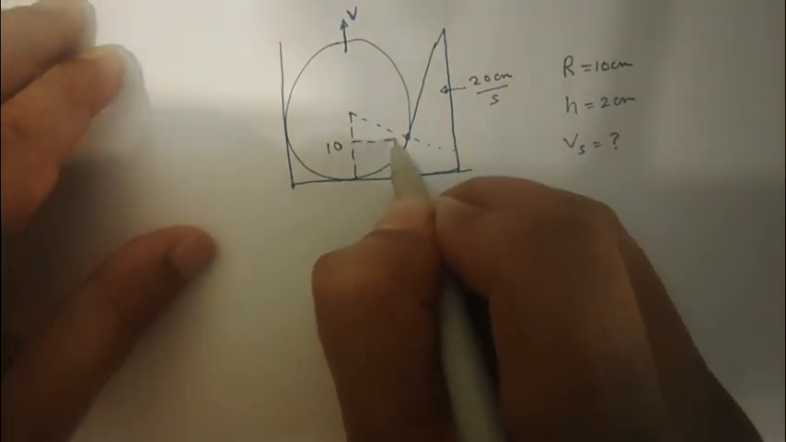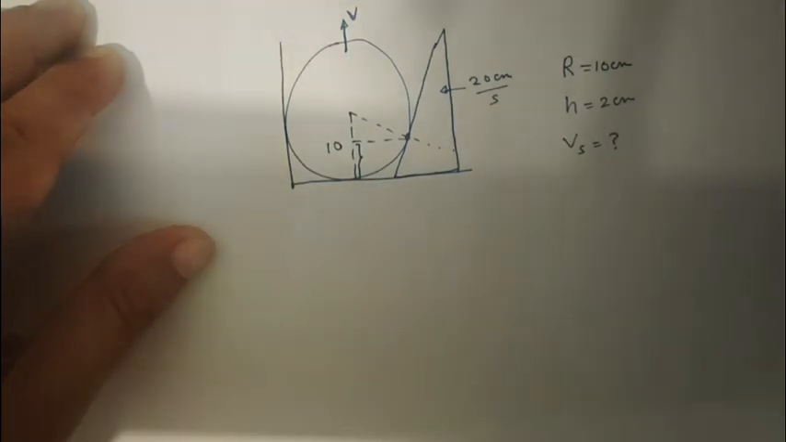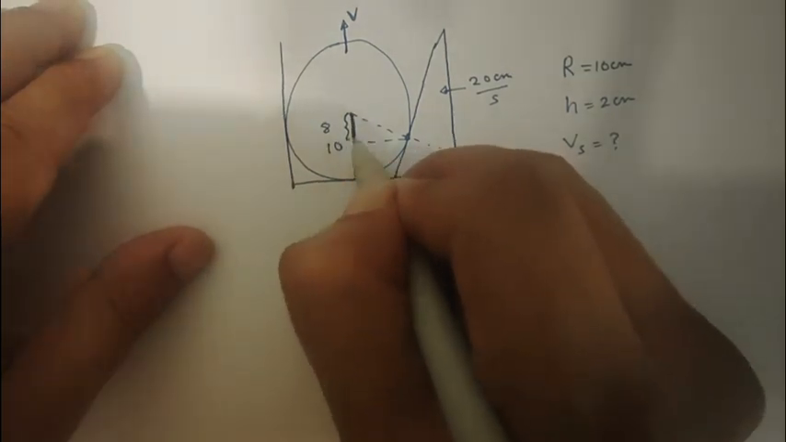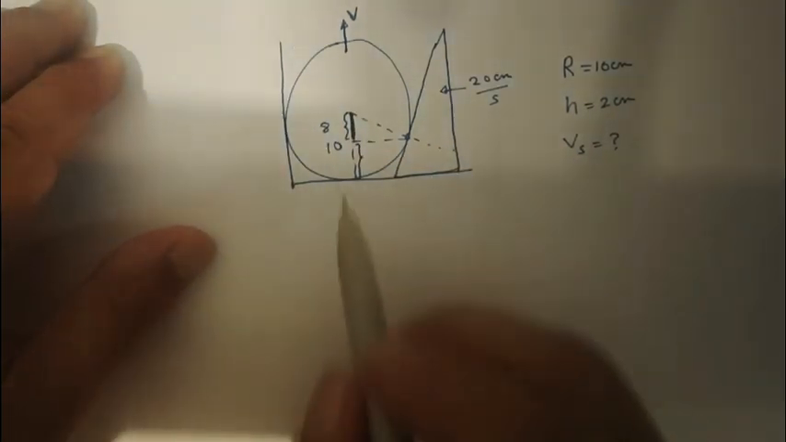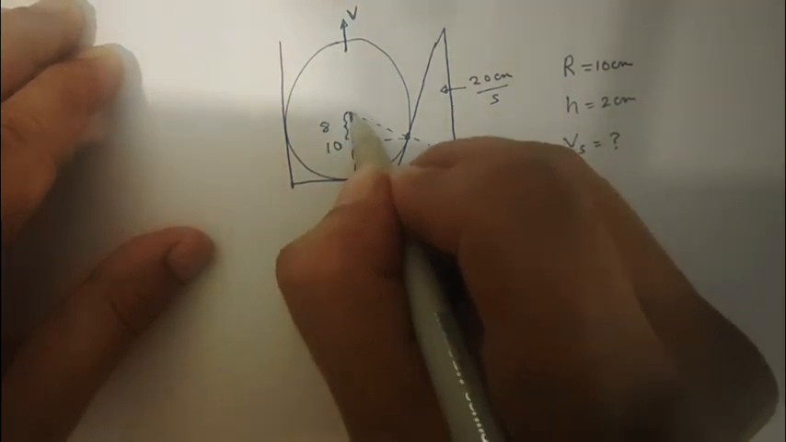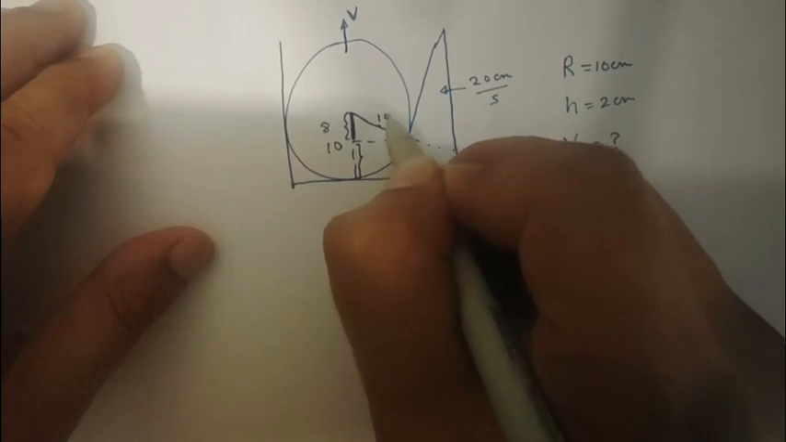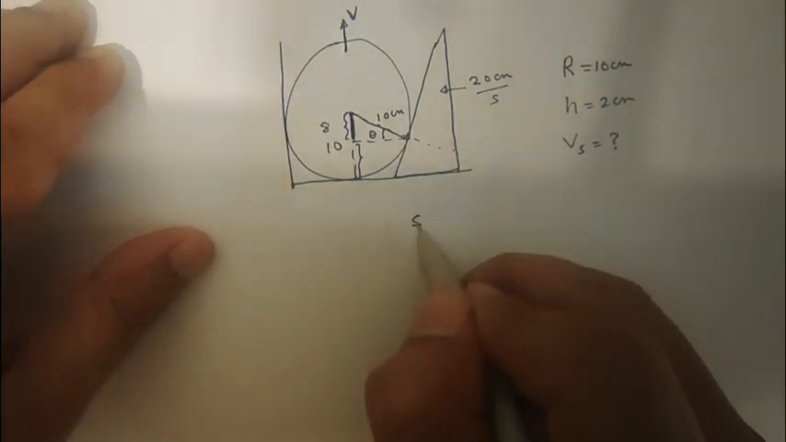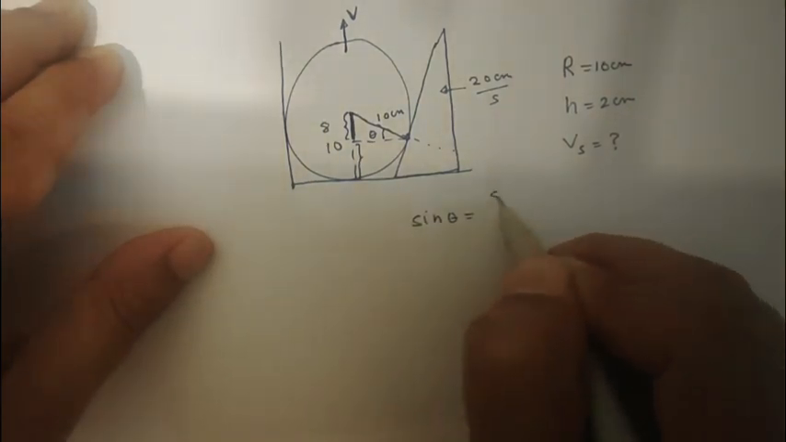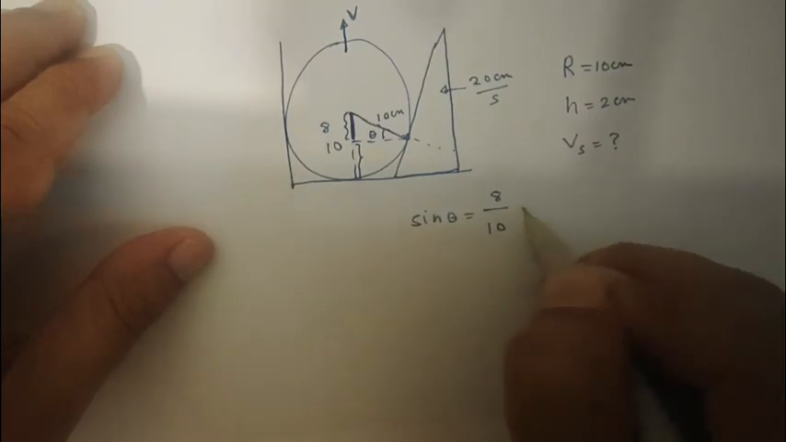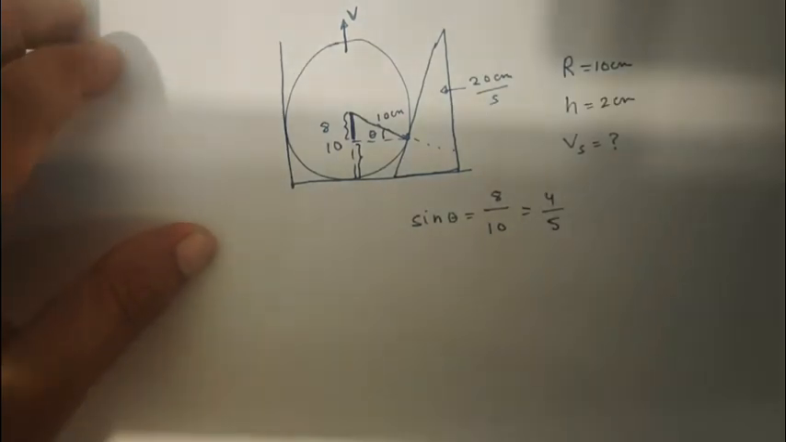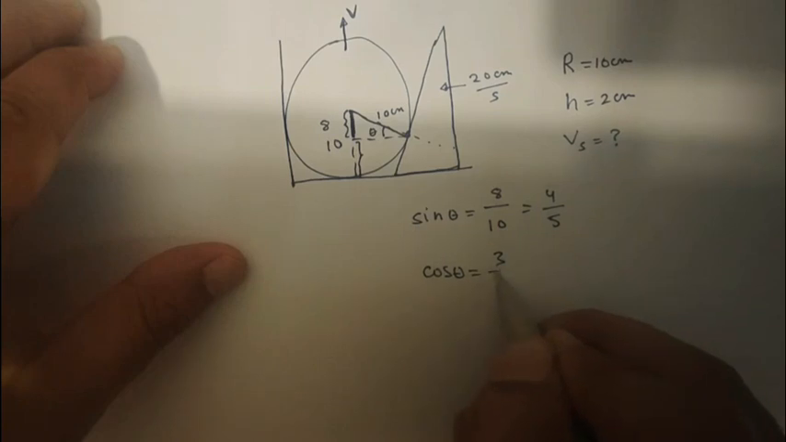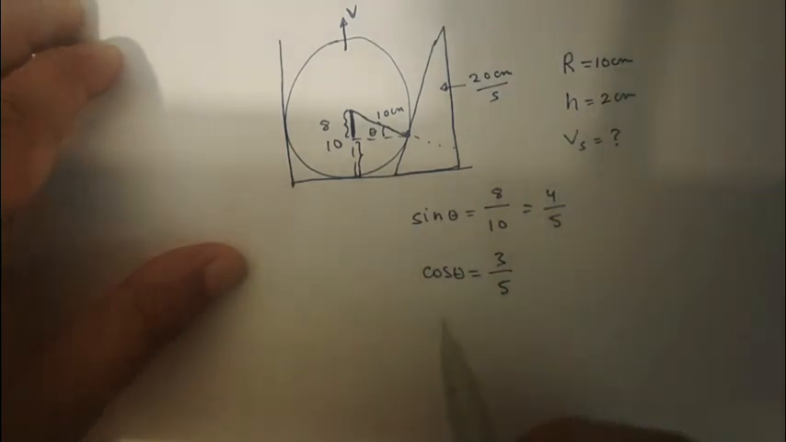Then if I draw this line, this height is given as 2 centimeter, so this must be 8 centimeter. This much part is 8 centimeter. The diagram doesn't look to scale, but it's okay. So this is 8 centimeter and this is the radius, which is 10 centimeter. If I say this angle is theta, I can write sine theta as opposite over hypotenuse, 8 by 10, so this is 4 by 5. If sine theta is 4 by 5, cos theta will be 3 by 5. I will need cos theta, you will see now.